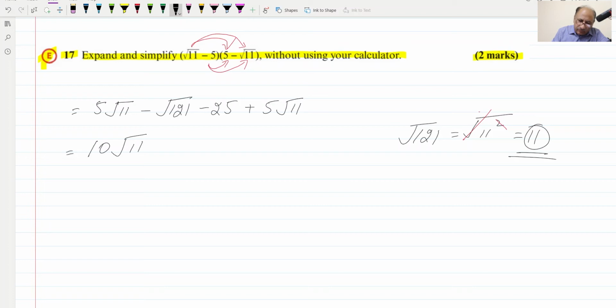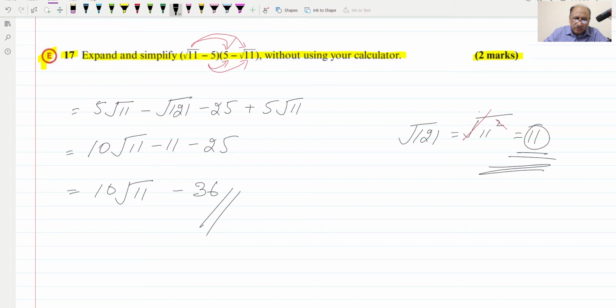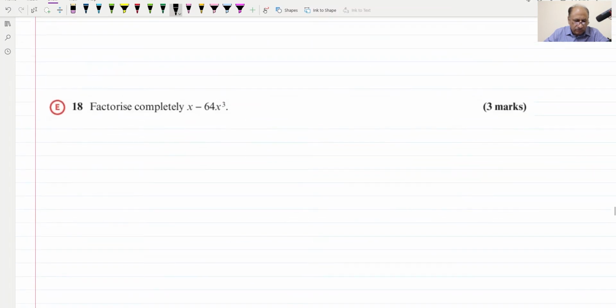So this 11 we are utilizing over here, so minus 11 minus 25, and this will be equal to 10 root 11 minus 36, and this is our final answer. How we got this 11, I have explained separately over here. Hopefully you understood this. This was a 2 mark question. Now we can move to question number 18.